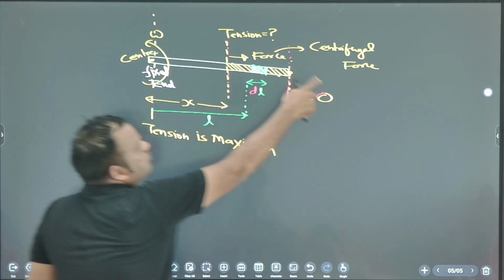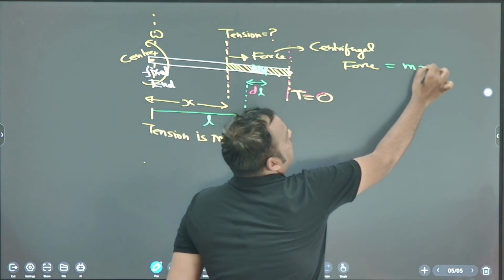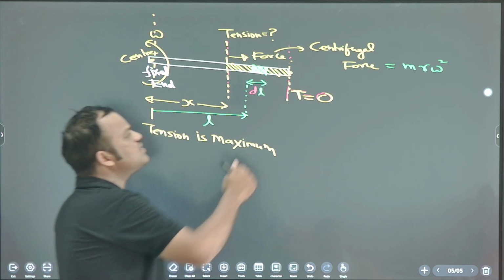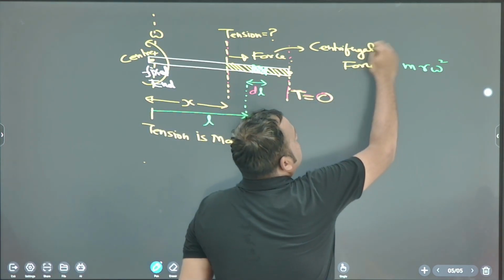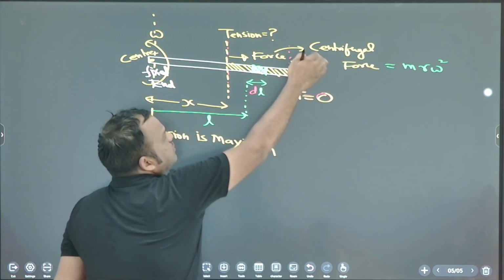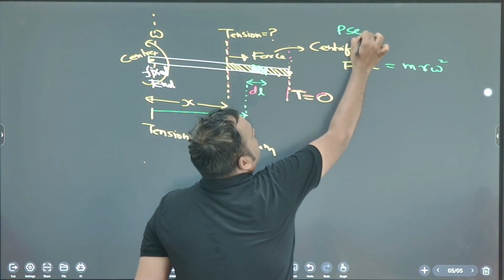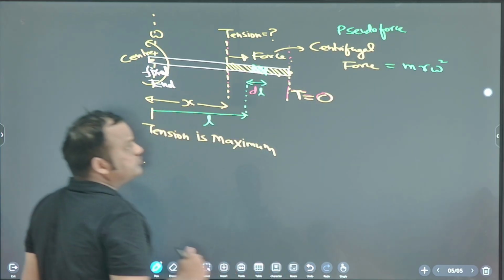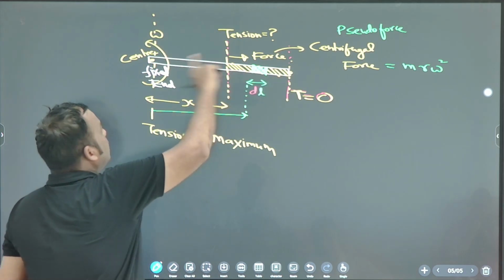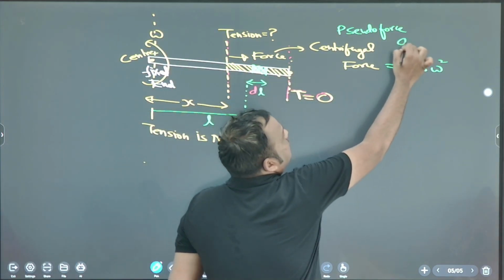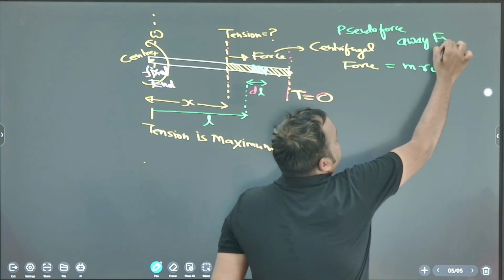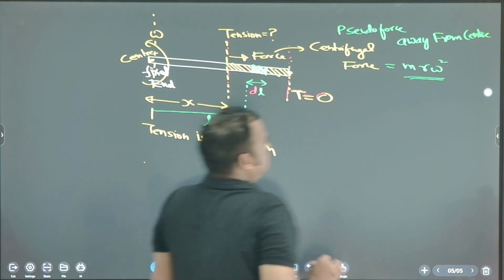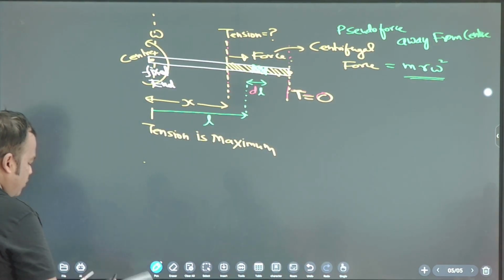So what is the formula for centrifugal force? It is m r omega square. Note down m r omega square. The formula is the same as centripetal force, but the direction is opposite. It is a pseudo force. Centrifugal force is a pseudo force. Okay, what is the direction? Away from center. And what is the formula for it? m r omega square.